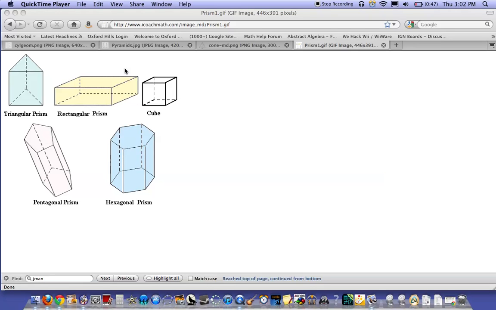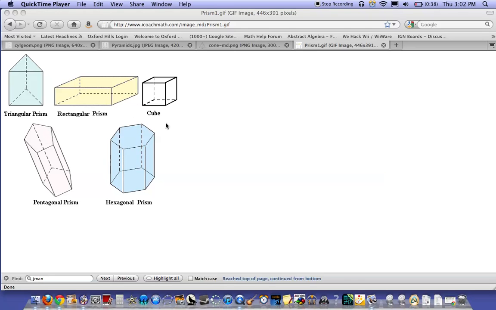And in this video, we're going to be taking a look at the different types of 3D solids that you will see throughout Chapter 11. So the first thing you're going to be taking a look at, as you can see, there are 5 different types of prisms up here on the screen.